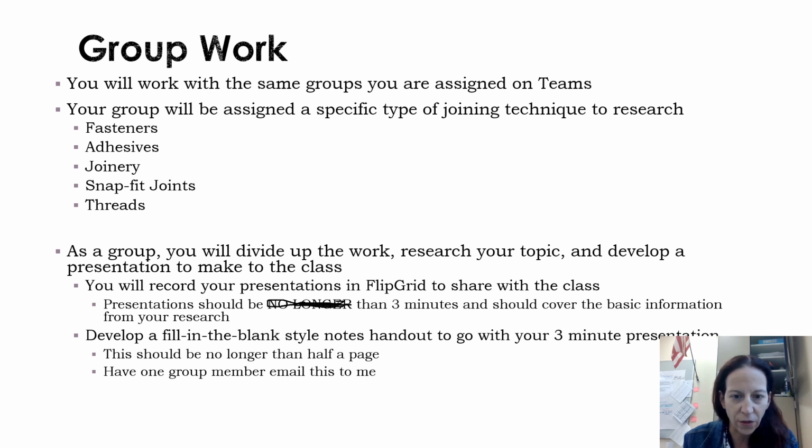No shorter than 3 minutes. There we go. No shorter than 3 minutes and no longer than 5. Fix that.